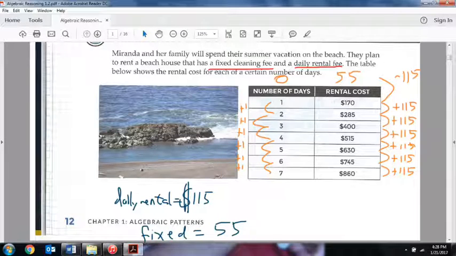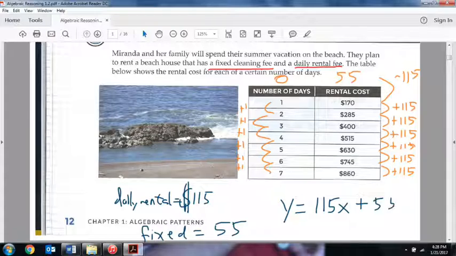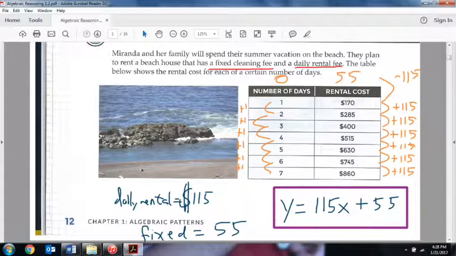Alright? So here we go. Let's write an equation real quick. I know it doesn't say to, but here we go. So y equals, remember it's the difference times x. So the difference in this case is 115 times x plus your starting point. Or if it's negative, it's minus your starting point. But our starting point for this one is 55. So that's our equation.